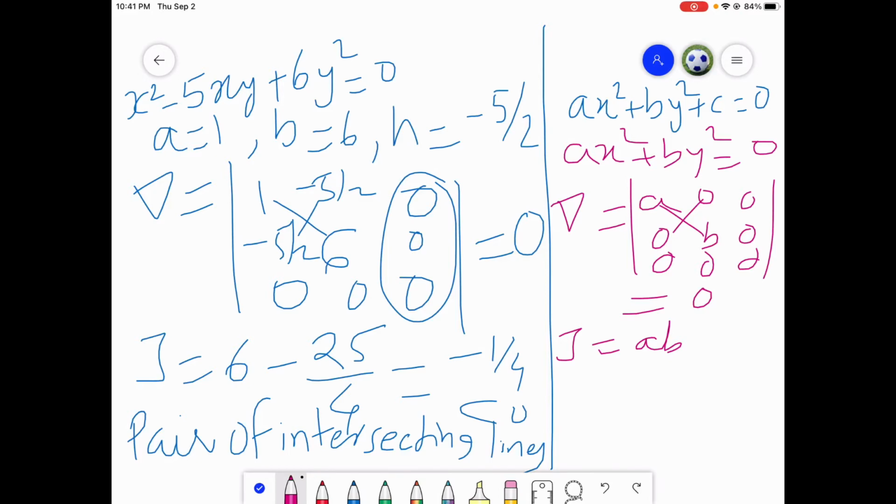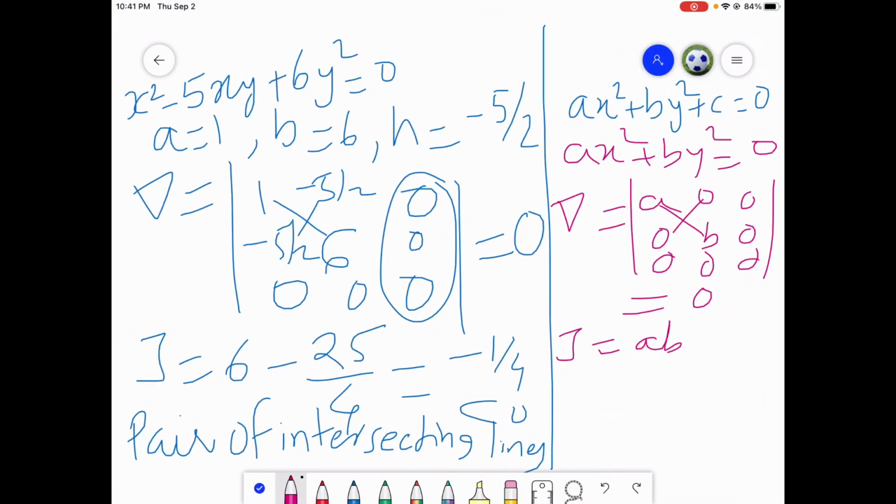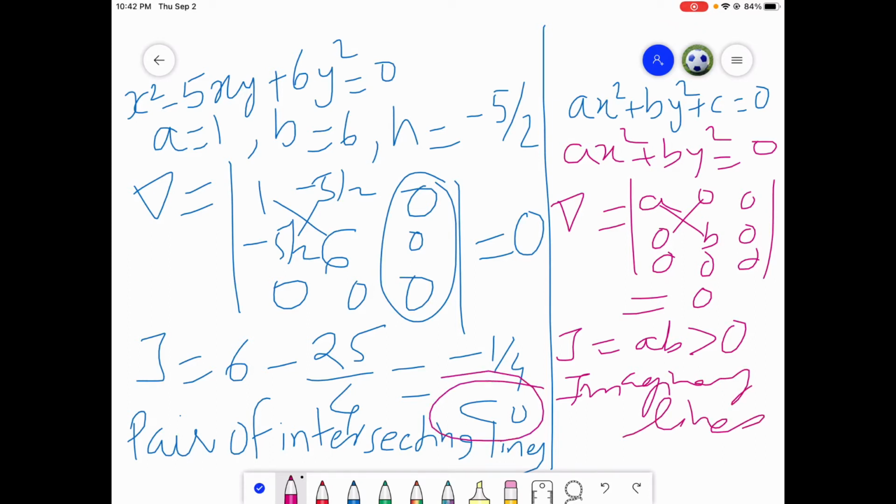Now what is AB? What have they said? A and B are of the same sign in option number 1. So when they are of the same sign, the product is obviously going to be greater than 0, because if they both are positive, then the product is greater than 0. And if they both are negative also, it's greater than 0. So this is imaginary lines. Sorry for the handwriting. You see here it was less than 0 and here it is greater than 0, right? So this is imaginary lines.